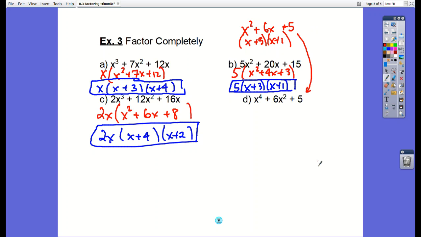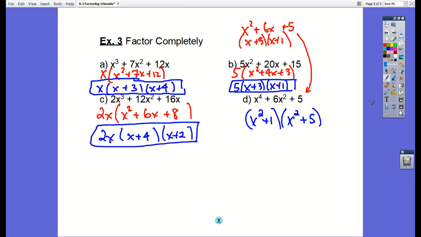That's the answer. This is what we call quadratic like. Hannah, did you raise your hand? Do you want to give us an answer for this one? I said x squared plus 1 times x squared plus 5. All right. x squared plus 5. That is the correct answer.